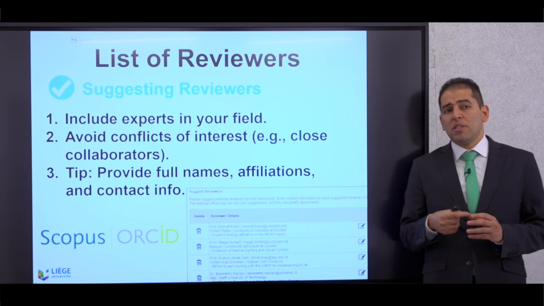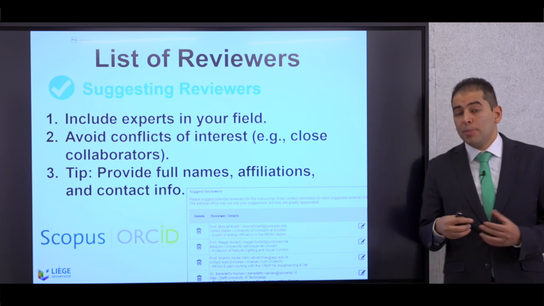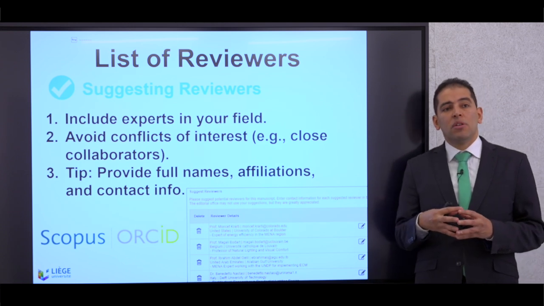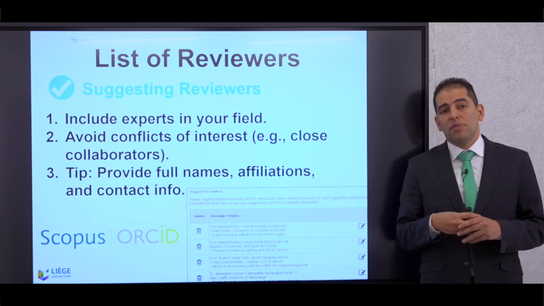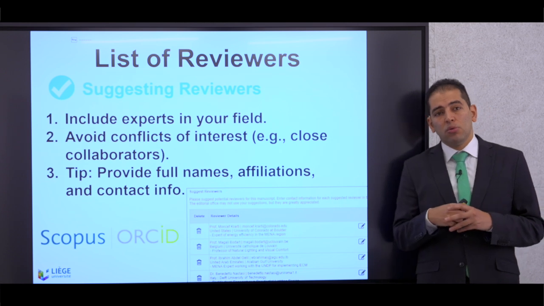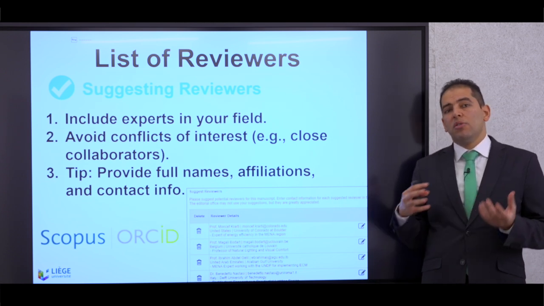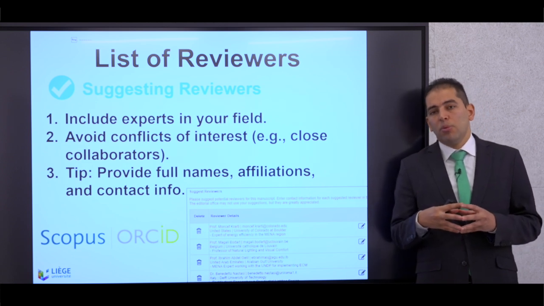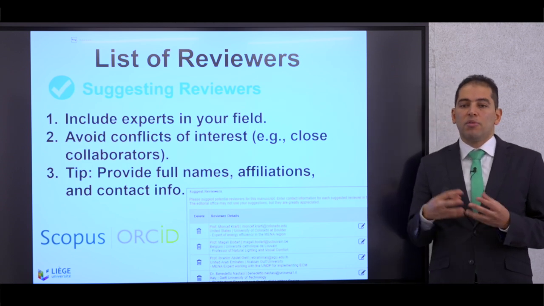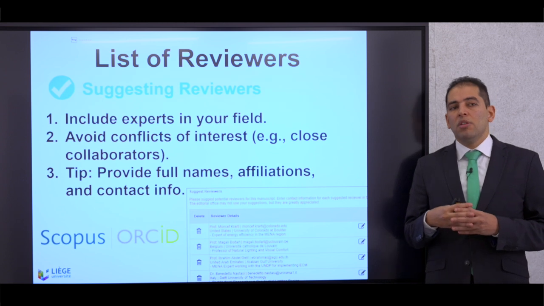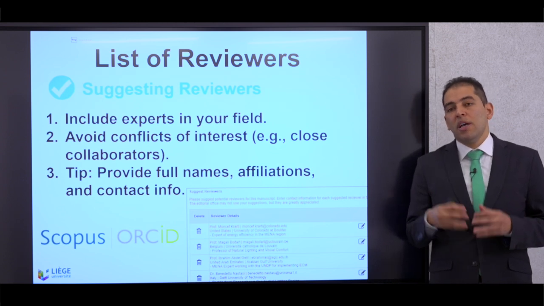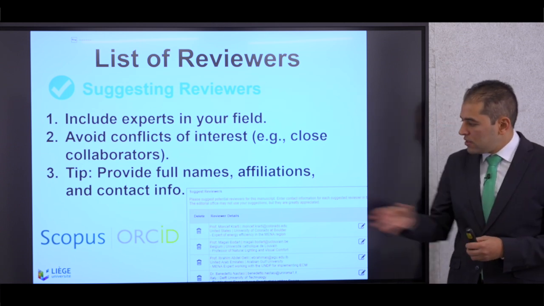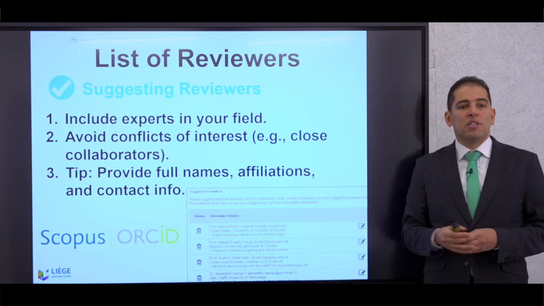Now we move to the fifth type of document that needs to be prepared, which is the list of reviewers. Here we look at suggesting reviewers, and you need to include experts in your field. My advice is to watch a video I have on how to select the reviewers, but simply try to avoid conflict of interest, avoid using close collaborators, people you published with, people you worked with, people from your country, people from your same institution. Try to get real experts related to your field, provide their full name, their affiliation, their contact, and this is an example of a list of suggested reviewers.